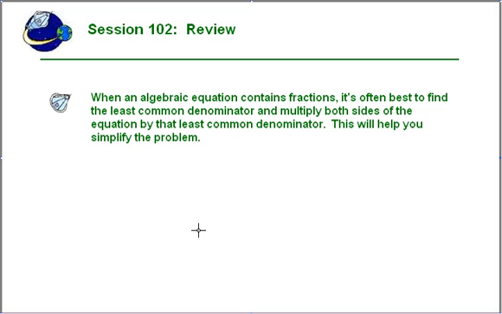As a quick review, when an algebraic equation contains fractions, it's often best to find the least common denominator and multiply both sides of the equation by that least common denominator. This will help you simplify the problem. And once it's simplified and you removed your fractions, go ahead and solve the remaining part using normal algebraic strategies. That'll finish up session 102.